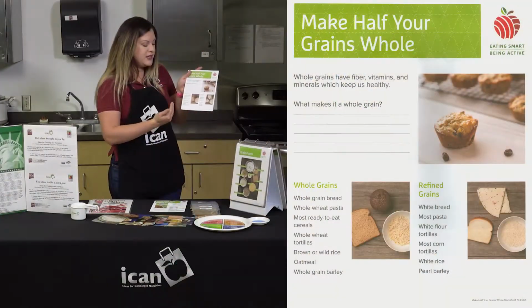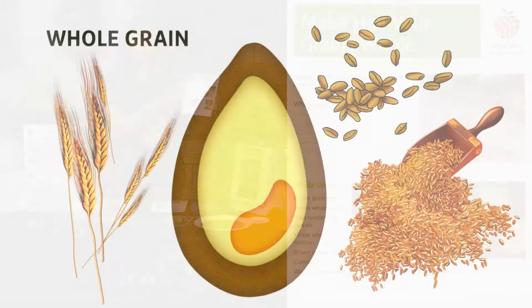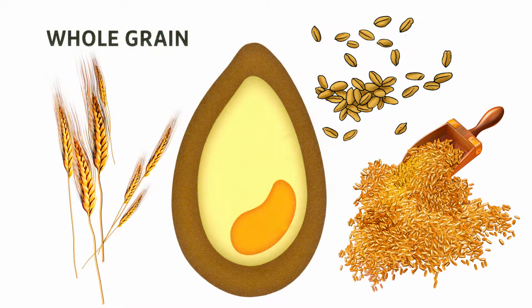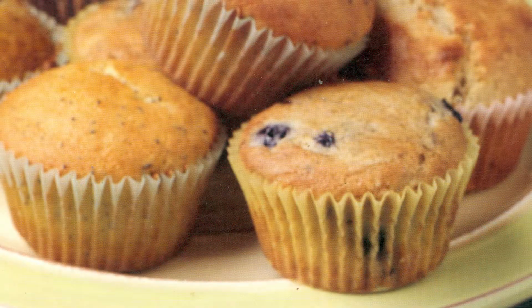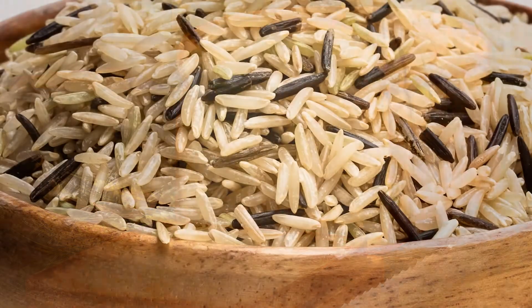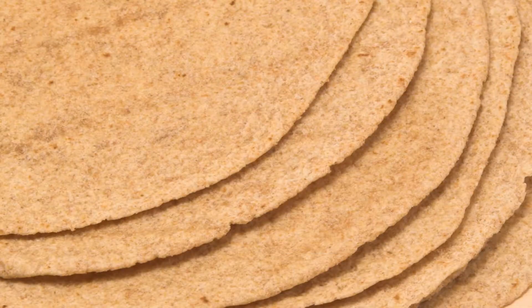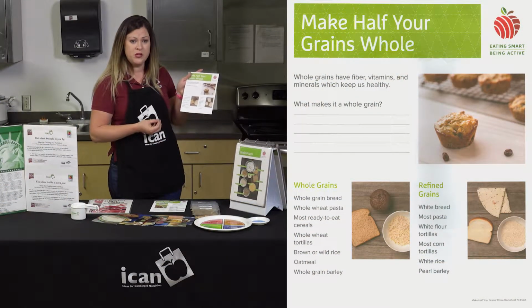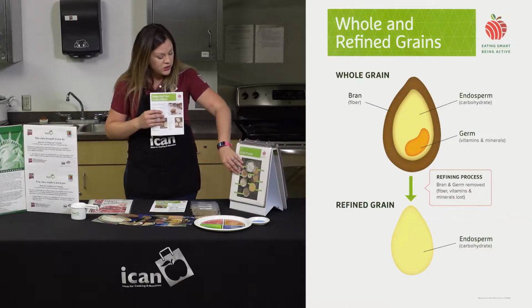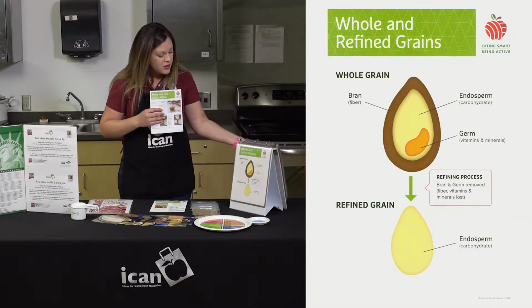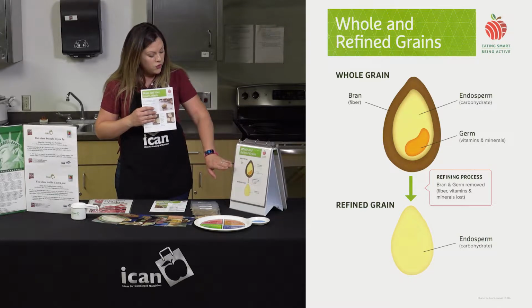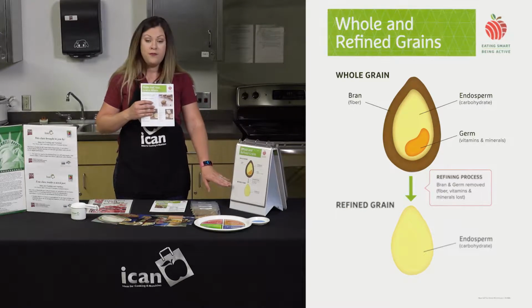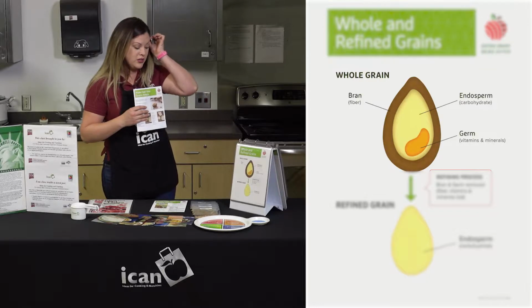Now there's a difference in color in these because the whole grain is used in the whole grain products. So in this case, the products do tend to look a little bit darker. Our muffins, our bread, our rice, our tortillas will look a little bit darker. And this is because the whole grain has been used. I want us to take a look at our flip chart here and how we have the whole grain and the refined grain and the difference between the two.